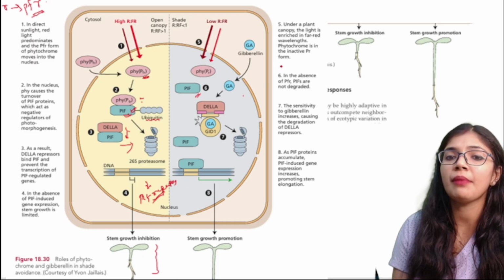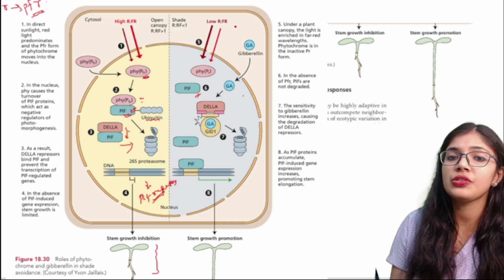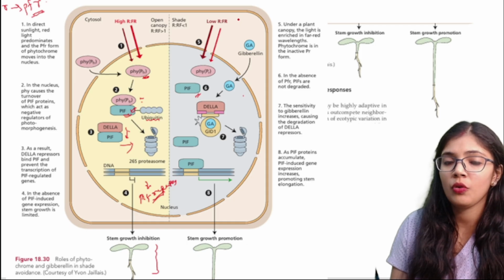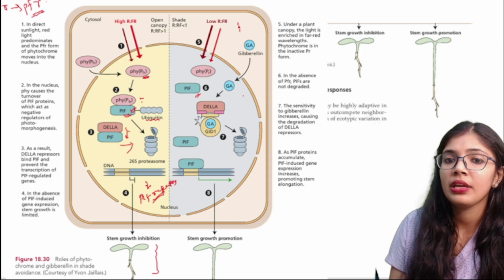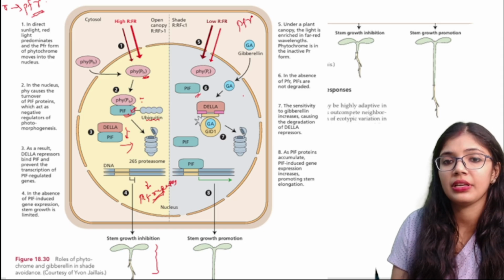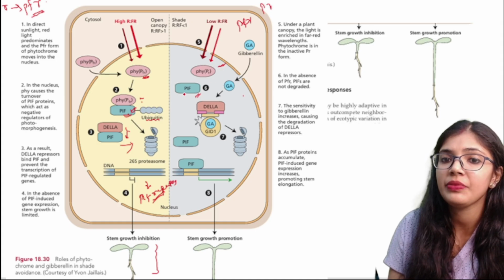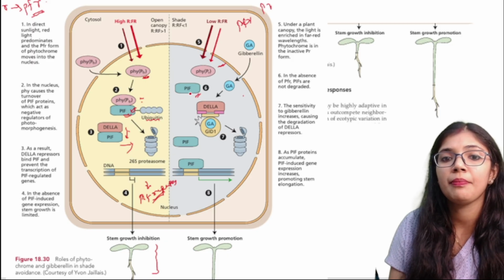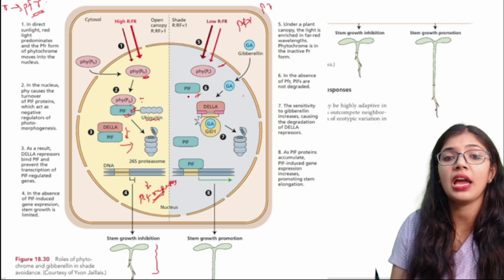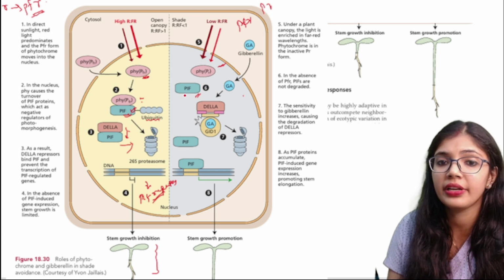Now let us see what happens in case of low light. In case of low light, the PFR form is not present. The phytochrome which is present is in PR form. So it cannot bind with the PIF. So it cannot form a complex with PIF. So now this PIF which is present is not being degraded.